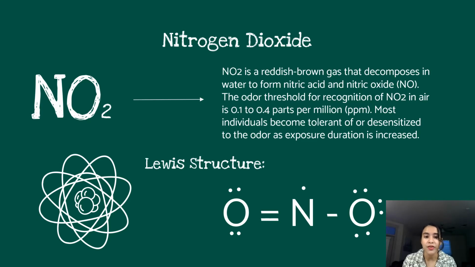The Lewis structure of NO2 is composed of a nitrogen atom with a single electron on top, and it will also have a double bond with an oxygen. This oxygen will contain two pairs of electrons, and then the nitrogen will have another oxygen attached to it with a single bond, and this oxygen will have three lone pairs of electrons.